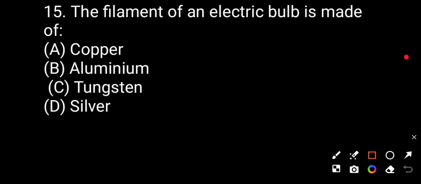Question number 15. The filament of an electric bulb is made of copper, aluminum, tungsten, silver. The correct answer will be tungsten. The filament of the electric bulb is made of tungsten.